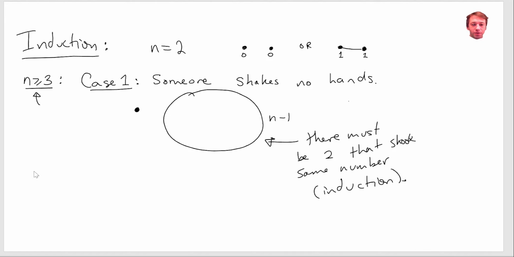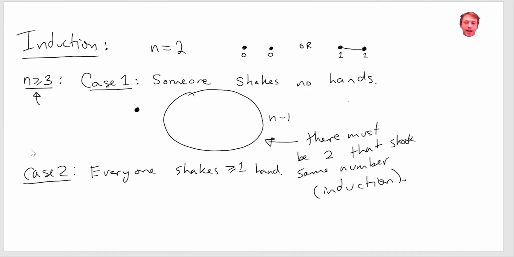Case 2 is where we've got a lot of friendly, outgoing people who shake someone's hand, so everyone shakes at least 1 hand. But then how many hands can they shake? What's the maximum number of hands you can shake? If you're at a party with n minus 1 other people, and nobody shakes their own hand, so you shake other people's hands, you can only shake n minus 1 hands at the maximum.